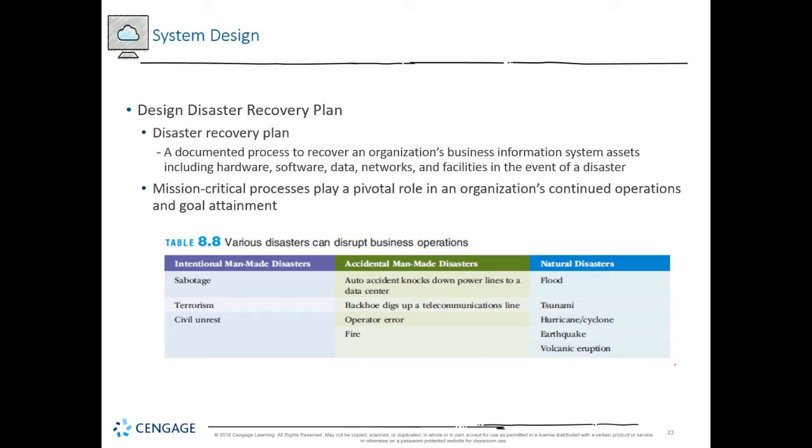System design. Design disaster recovery plan. A disaster recovery plan is a documented process to recover an organization's business information systems assets, including hardware, software, data, networks, and facilities, in the event of disaster. Mission-critical processes play a pivotal role in the organization's continued operations and goal attainment. Table 8.8, Various disasters can disrupt business operations.